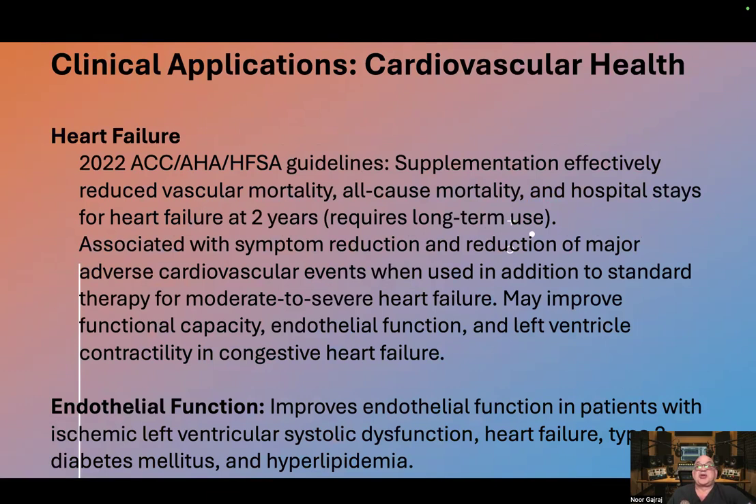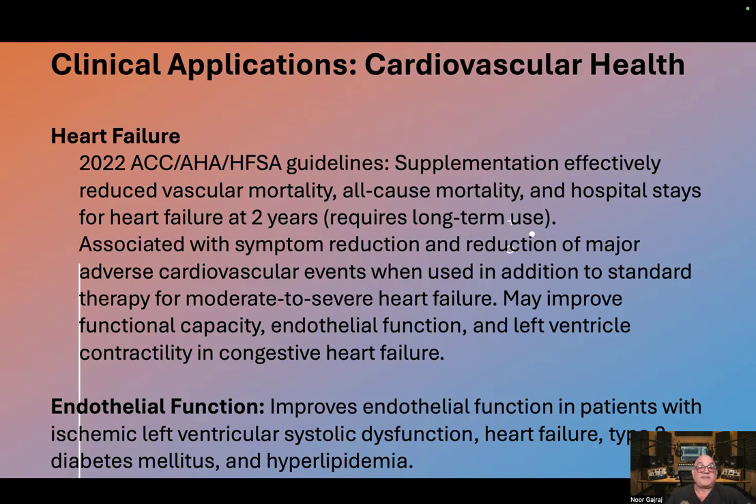Clinical applications: cardiovascular health, heart failure. In studies, supplementation effectively reduced vascular mortality, all-cause mortality, and hospital stays for heart failure at 2 years. It requires long-term use. It's associated with symptom reduction and reduction of major adverse cardiovascular events when used in addition to standard therapy for moderate to severe heart failure.